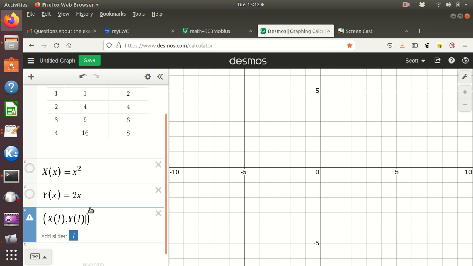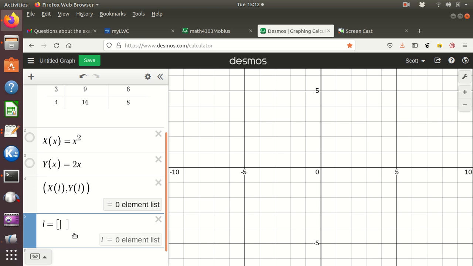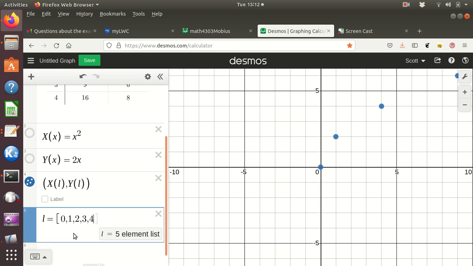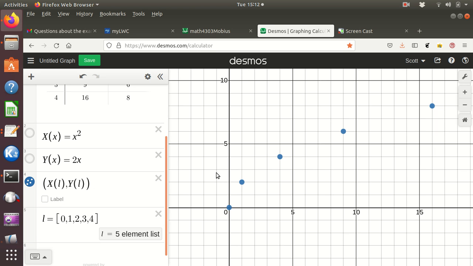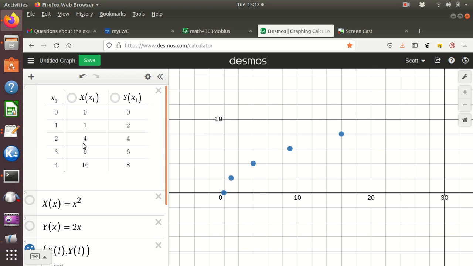So this is all much more complicated than we need to do. So L equals, and I'm going to make a list of 0, 1, 2, 3, 4. And there we see my points. Okay, so I was hoping to do it straight from this list, these lists here.